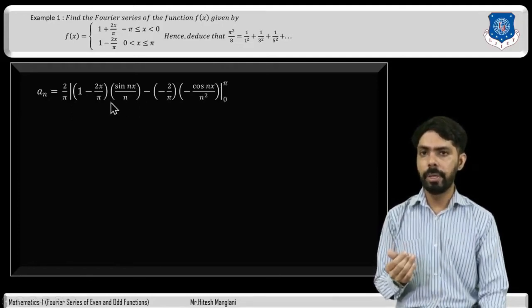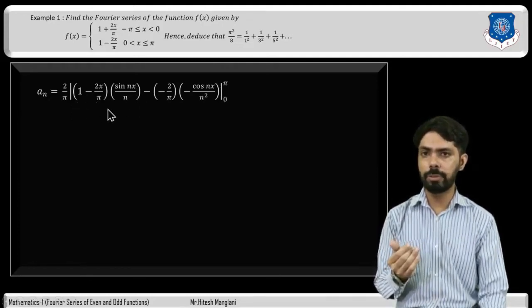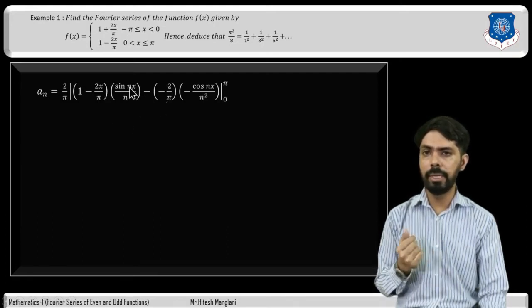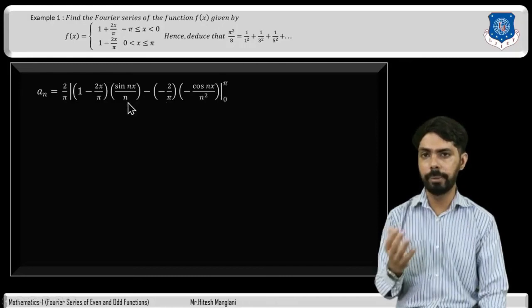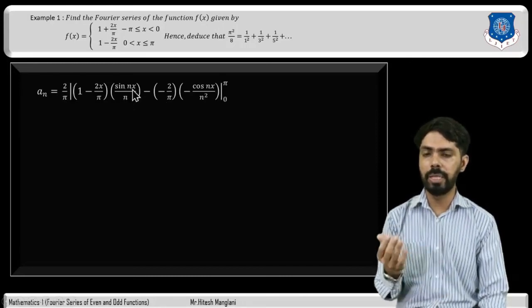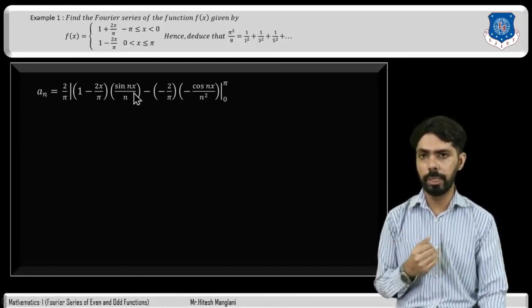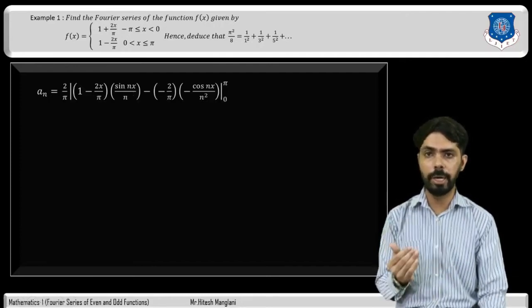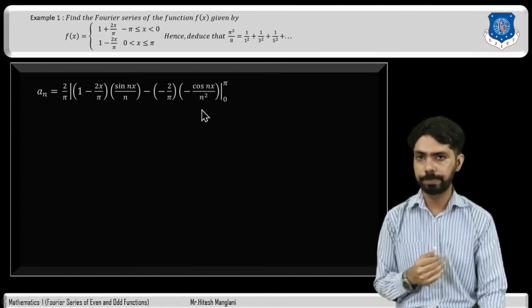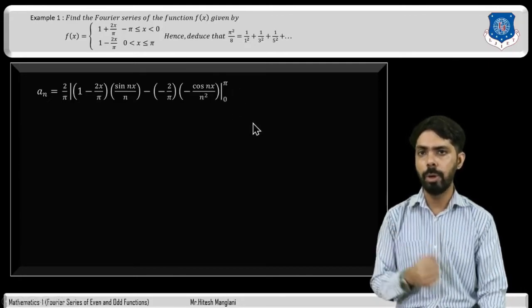then minus, now we will take the derivative of this bracket. So the derivative of 1 is 0, and here the derivative of x is 1, so here it will be minus 2 by pi. Then we will take the integration of sin nx divided by n. Now what is the integration of sin theta? It is minus cos theta. Therefore the integration of sin nx will be minus cos nx divided by n, and here n into n will be n square. So it will be minus cos nx divided by n square, and the limit will be from 0 to pi.